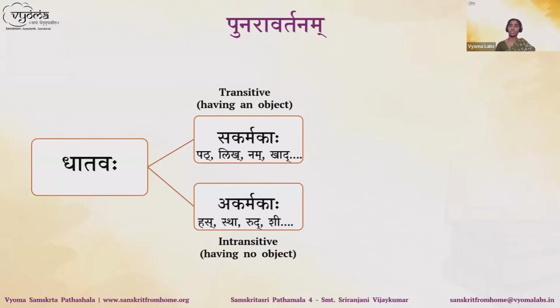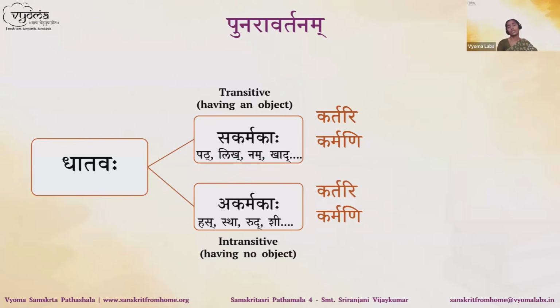Whereas has, stha, rudh, shi, seshete or vauttishtati, when I say, they can't take an object, karma pada, right? So such verbs, they are called the intransitive verbs or akarmaka dhatu. If it is a dhatu which can take a karma pada, we call it as a sakarmaka dhatu. Say pathu, lik, nam, khad, all these are sakarmaka dhatu. So what kind of prayogas are possible? So kartari and karmani are possible for a sakarmaka dhatu. Okay, so sakarmakas, we have been seeing examples. So we have patati in kartari, patyate in karmani. So both usages are possible. For any sakarmaka dhatu, usage in kartari, usage in karmani, both are possible.